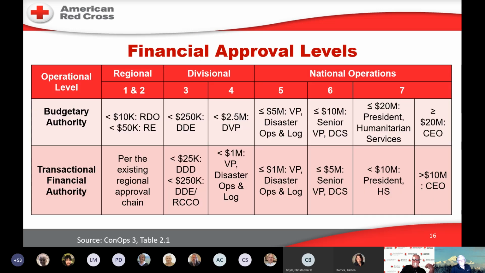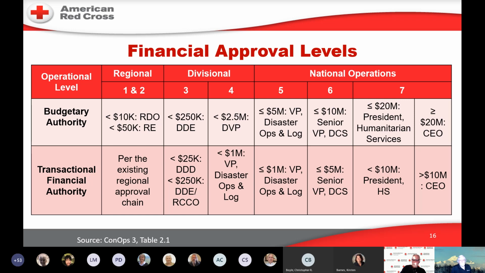Next thing is, this is in your ConOps, and most people listening to this presentation have probably seen ConOps before, but it's worth remembering what levels of expenses, and the part that gets missed a lot is what level of transaction. Because if you think about it, in a level 3 operation, which is what a lot of you in the division level training we're doing here would be working in, even though the budget might be up to 250,000, any individual transaction approved by the DD, the division disaster director, did I get that right, Chris?